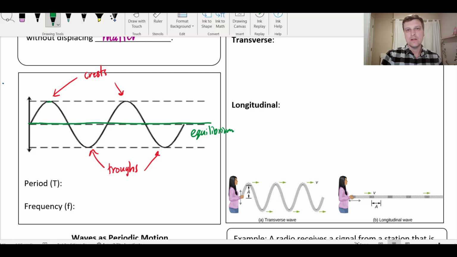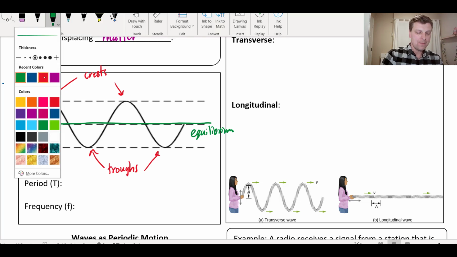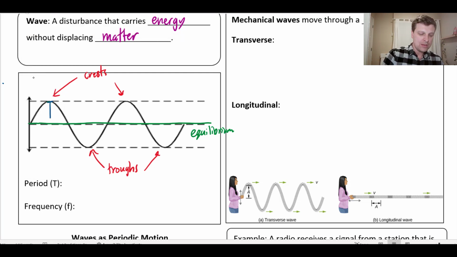And the height of the wave above that equilibrium point, we call that the amplitude. So the distance from equilibrium up to the highest point is our amplitude, and that's the same as the distance from the equilibrium down to our lowest point. That would also be the amplitude.